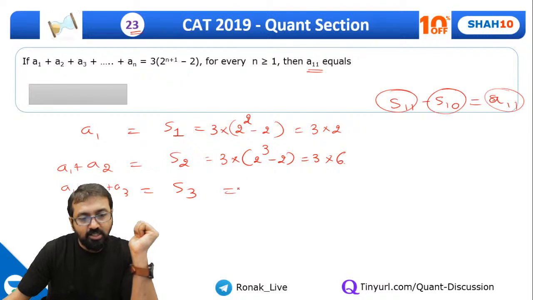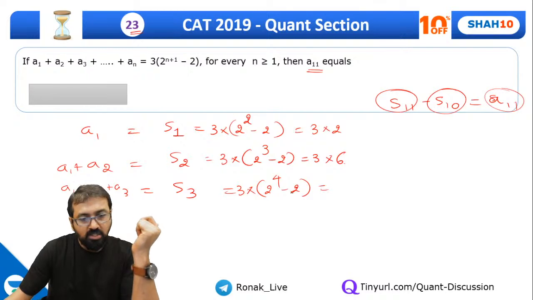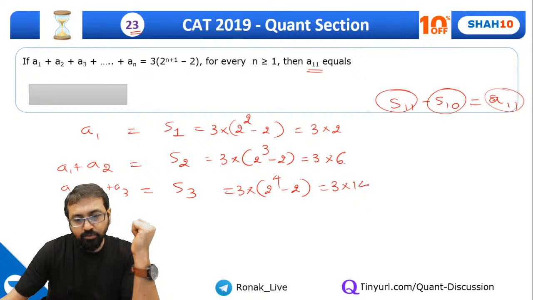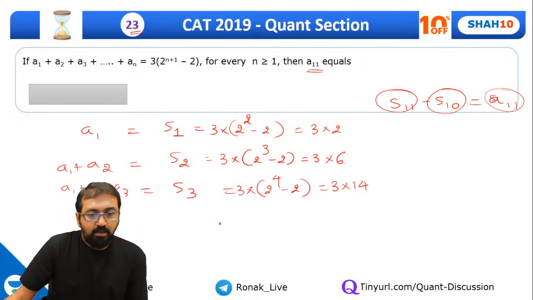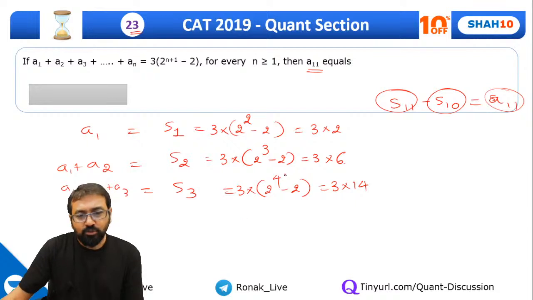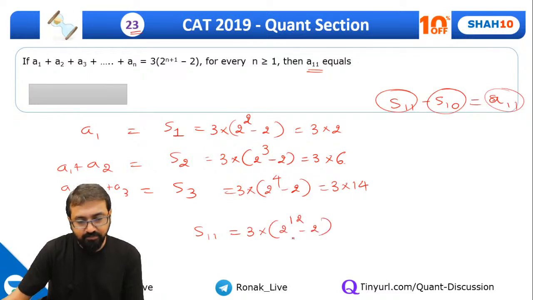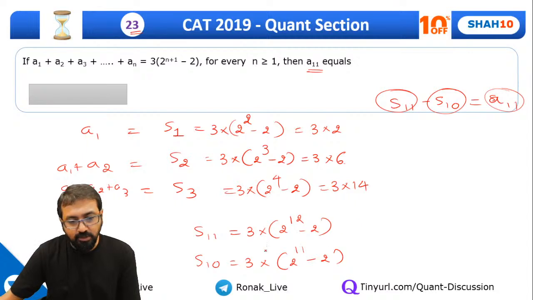So when I take 3, I'll get 3 into 2⁻4 minus 2. So what will be this value now? 16 minus 2, that is 14. So 3 into 14. Fine. Of course this is going to go on. So what will be the sum of 11 terms? Can I say the sum of 11 terms will be 3 into 2⁻12 minus 2. What will be the sum of 10 terms? It will be 3 into 2⁻11 minus 2. So now I need to take the difference of these two. So please understand, A11 is equal to S11 minus S10.